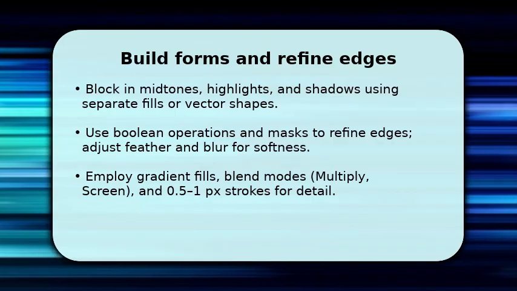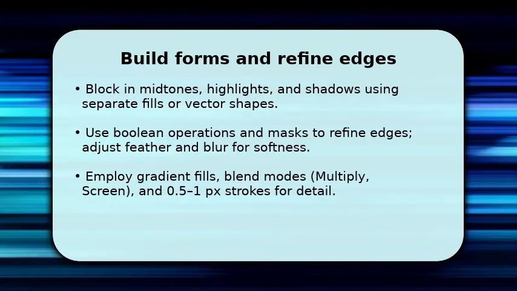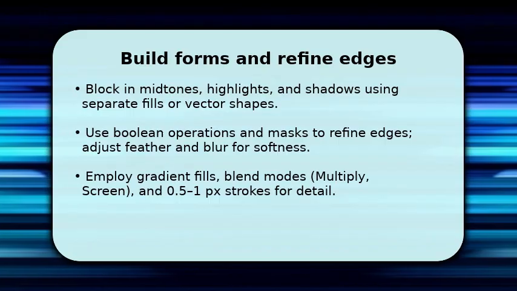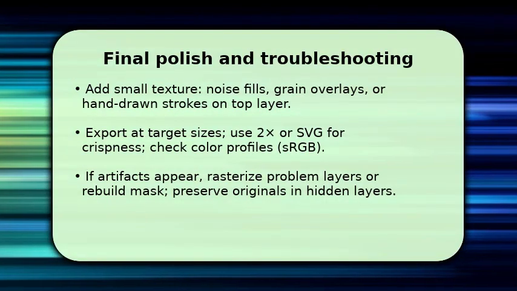Use gradients and blend modes like multiply for shadows and screen for glow. Make small, intentional 0.5 to 1 px strokes for texture. As you work, toggle visibility to check silhouette and balance. Finish by adding texture and finishing touches, tiny highlights, edge cleanup, and subtle grain to make the paint feel tactile.